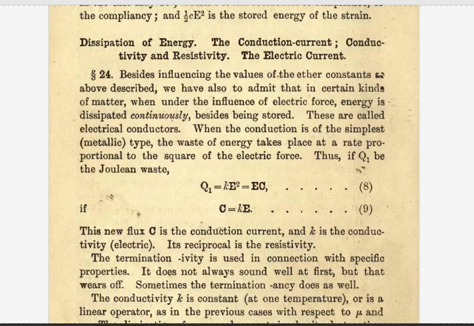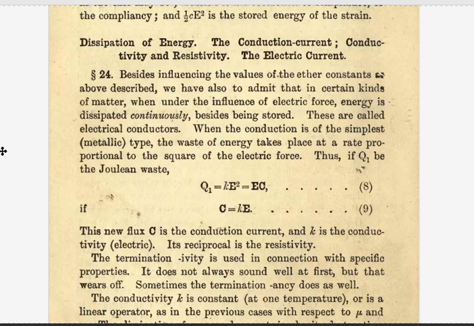Dissipation of energy. The conduction current, conductivity and resistivity. The electric current. 24. Besides influencing the values of the ether constants as above described, we have also to admit that in certain kinds of matter, when under the influence of electric force, energy is dissipated continuously, besides being stored. These are called electrical conductors.